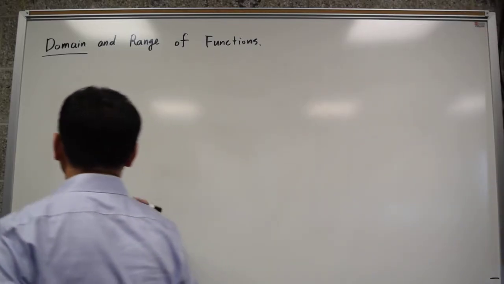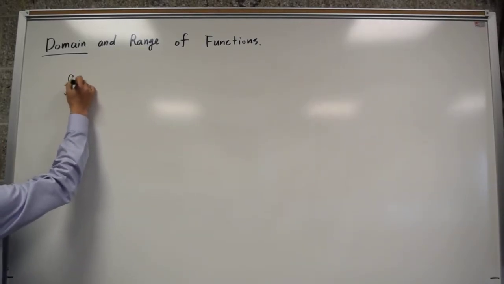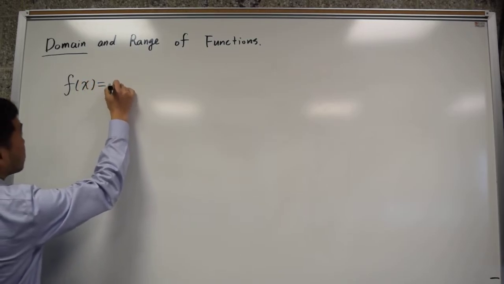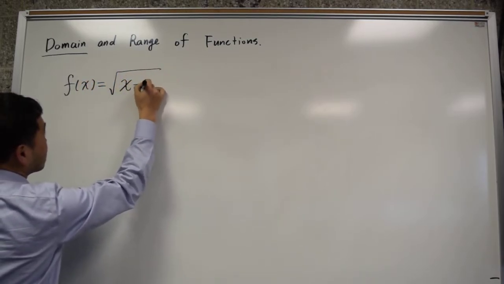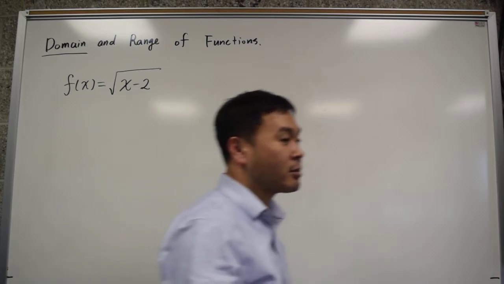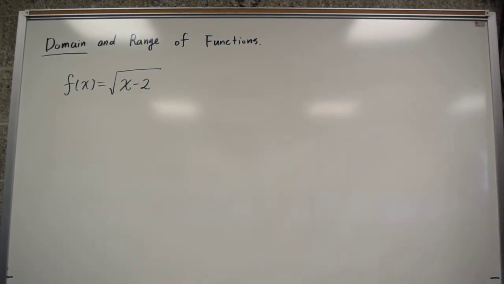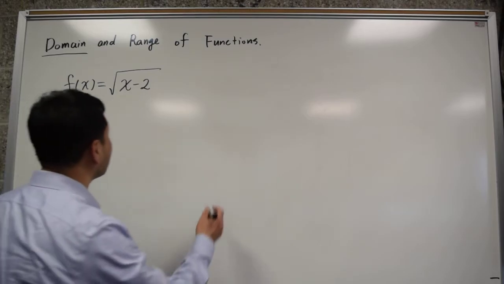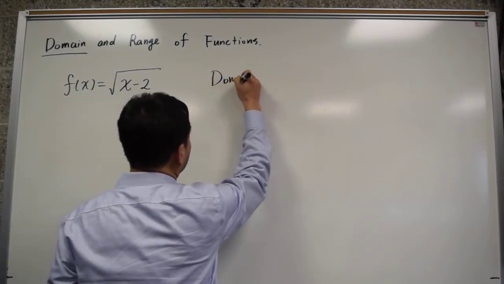All right, let's think about this second example. f of x equals the square root of x minus 2. Now we just saw that the range is rather hard to compute, so we'll now just think about only the domain. So the question is, what's the domain?